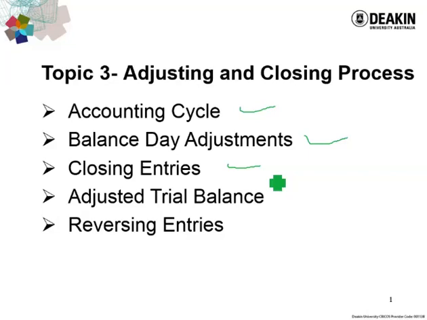However, we do not close asset, liability, and equity accounts because they are permanent accounts. We, however, calculate the closing balance for asset, liability, and equity accounts so their balance can be carried forward to the next period. Once we have done balance day adjustments and closing entries, we will prepare an adjusted trial balance. Based on adjusted trial balance, we will prepare the financial statements, which are the outputs of the accounting cycle.